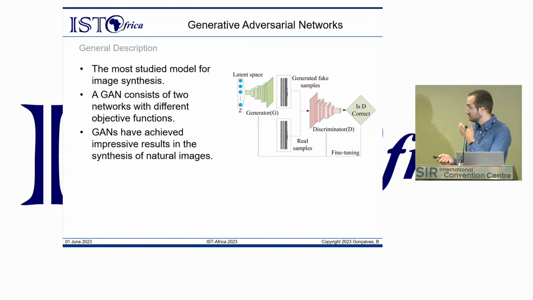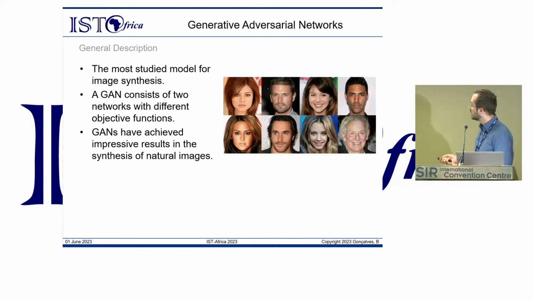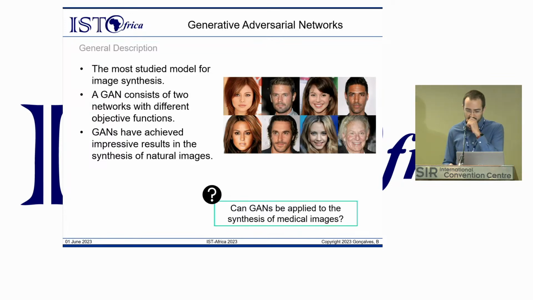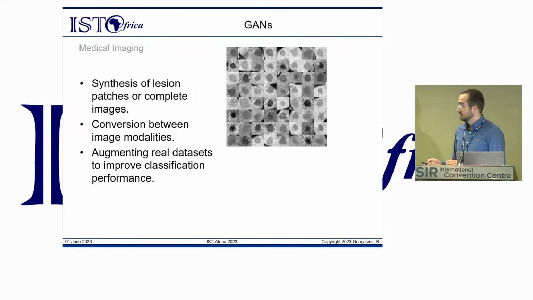GANs have achieved impressive results on the synthesis of natural images. For example, we can see here eight synthetic faces created by this type of network. And the question is, can we apply these networks to the synthesis of medical images? The answer is yes. In recent years, there has been a lot of research on this topic.